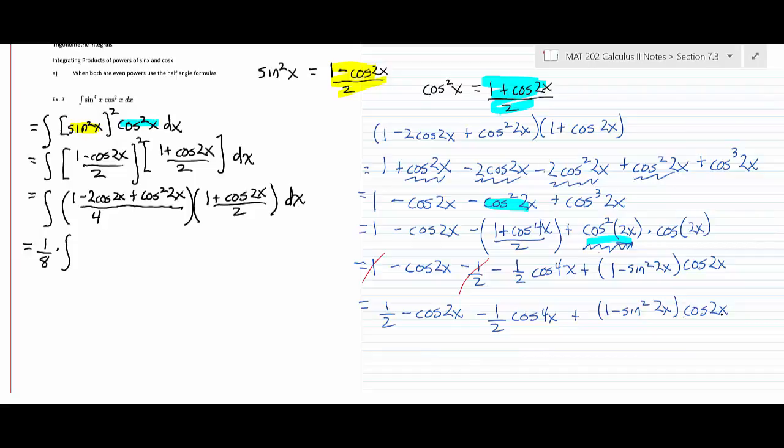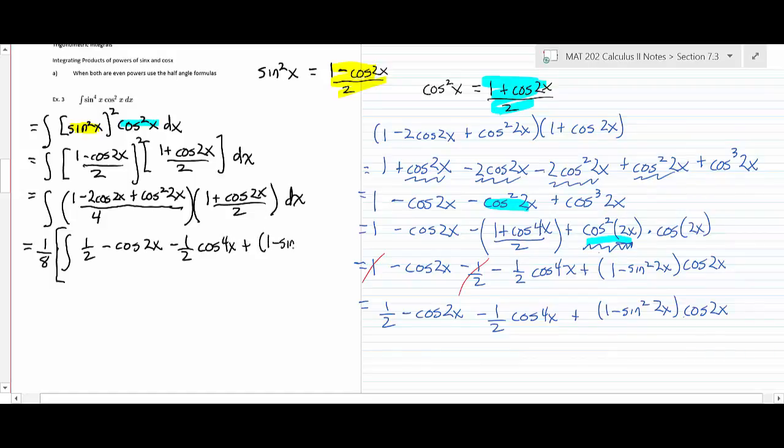All right, so now we are going to integrate it. And we're going to have to do a U substitution at the side. So I'm going to go back to my problem now. What we've done, we took that 1/8 out, and so you got to keep track of stuff on here. Then I'm just going to plug in 1/2 minus cosine of 2x minus 1/2 cosine of 4x, and then plus 1 minus sine squared of 2x times cosine of 2x like that. Okay, and there's my little dx. I'll sneak my dx in there like that.